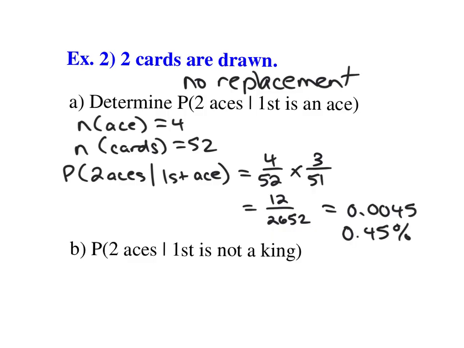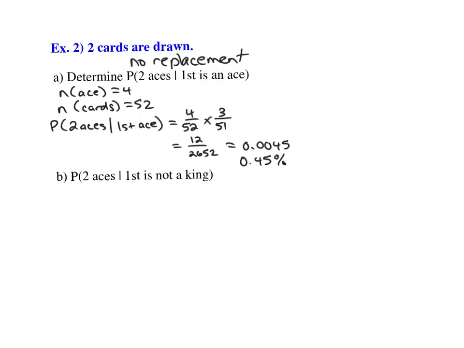So let's just think about this next question for a second. What is the probability of drawing 2 aces given that the first card is not a king? Well, first of all, if the first card is not a king, that means that we're going to take 4 out of our sample set, because I'm only pulling now from 48 possibilities. So that first card is now a 4 in 48, given that we know the first is not going to be a king.